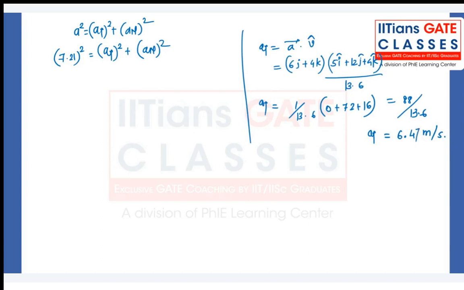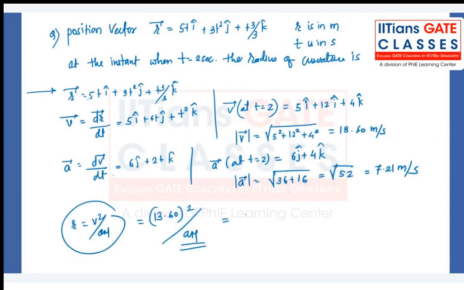Now you got the at and you know how to calculate an now. 7.21 whole square is equal to 6.47 whole square plus an square. What is the value of an? 3 point something. No, it should not be big, Abhishek. Okay, you are telling me the value of r. R looks incorrect. It is an is 3.18, yes, meter per second square. So if you got the an, 13.60 whole square divided by 3.18 should be 58 something, right? Check it. Yeah, 58 is the correct answer in this case.